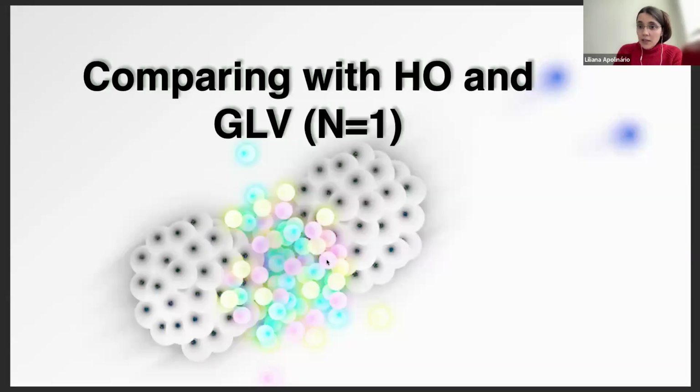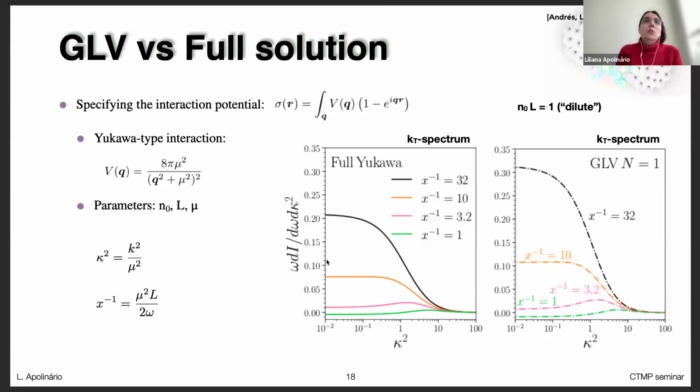And so with these settings, now we can compare with the previous assumptions that people used to do. So let's start with the GLV, the first order opacity. And so what we have here is our results. This is what we call the full Yukawa, using the potential that is the Yukawa one.